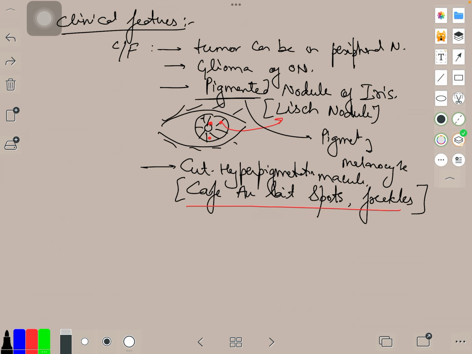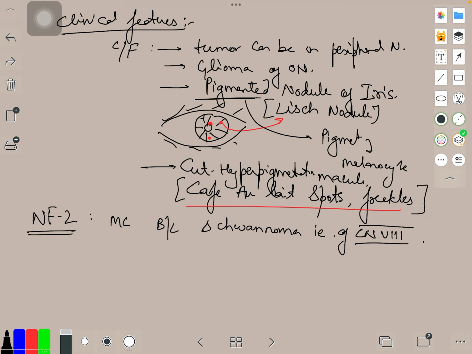Now, for NF2, okay, so these clinical features will be more and more common in both the cases. However, this is much more common in NF1. For NF2, one classical feature is that most commonly bilateral schwannomas, that is of cranial nerve number 8, vestibulocochlear nerve, on either side will be seen.